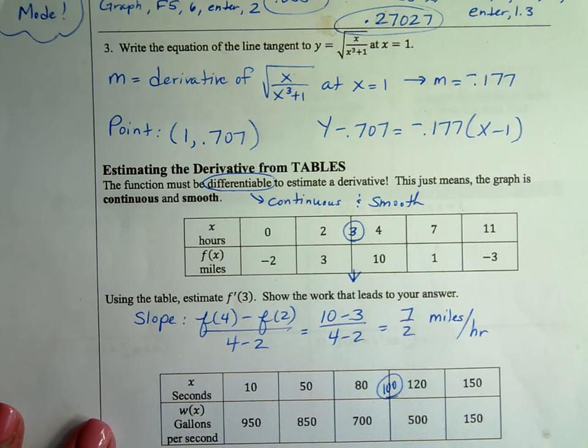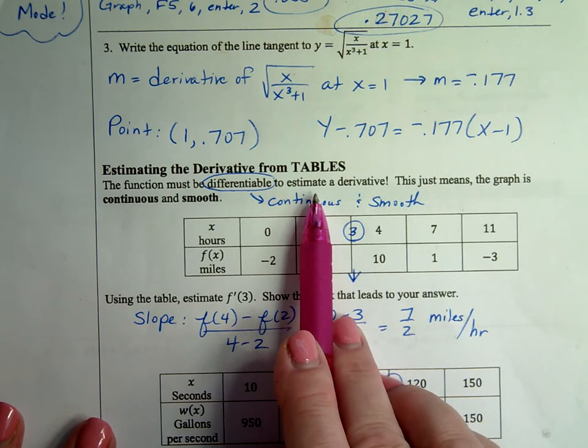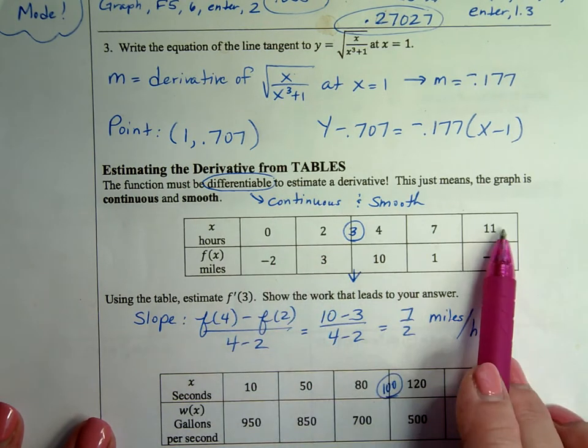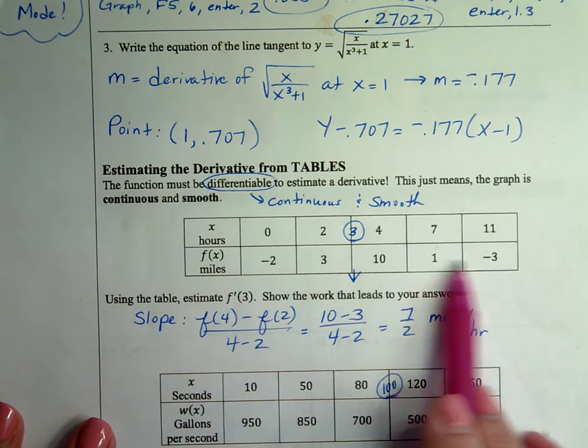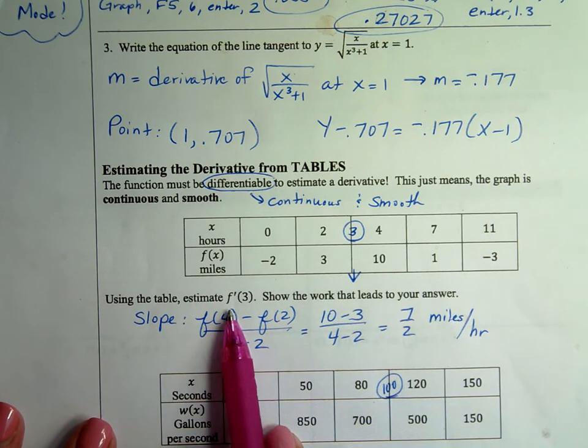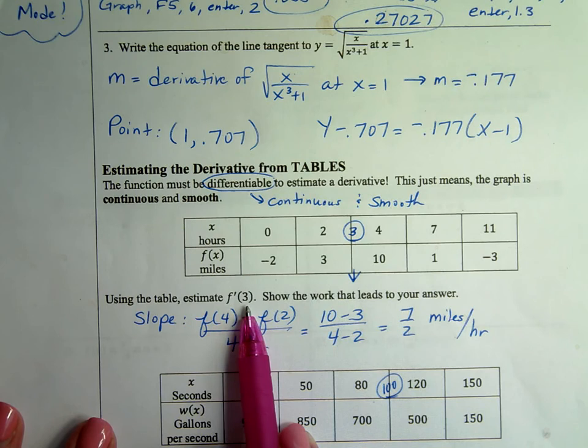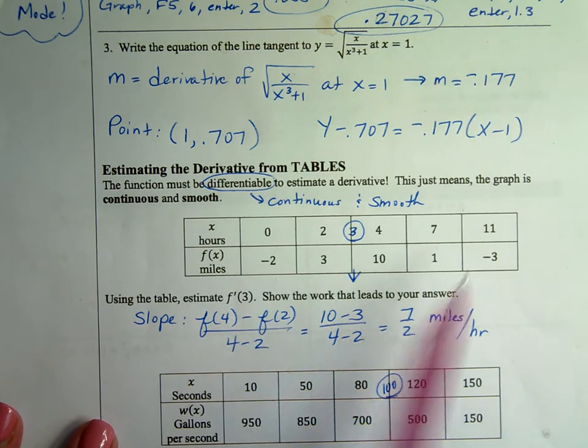Okay, so then you've got a table, and they change things up. The function must be differentiable. In other words, it has to have a derivative, which means it's continuous and smooth, in order to estimate the derivative. This just means that the graph is continuous and smooth. They want us to estimate, and again, it's an estimation, not an exact value, from the table of values. These are hours and these are miles. They want us to know what f prime of 3 is. So what is the derivative at 3? Well, 3 is not on your chart.